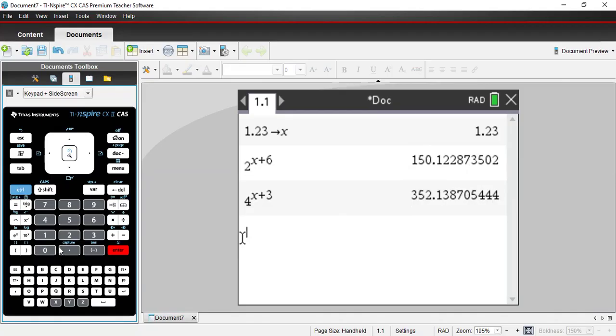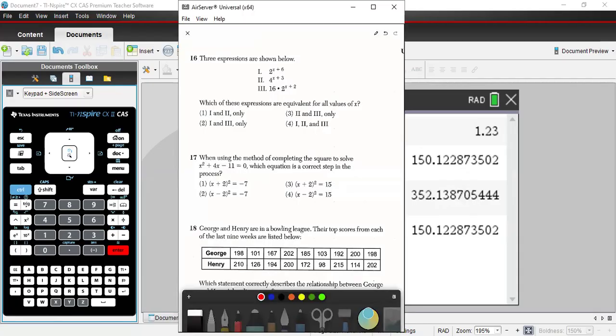Okay, and then so now I go and I do the last one, 16 times 2 to the x plus 2 power, and then I press enter. So the first one and the third one are equivalent. You see, they match all the way out to the last decimal place. So they're equivalent. So I go over here and I say the one that has 1 and 3, which is choice 2, is my answer.